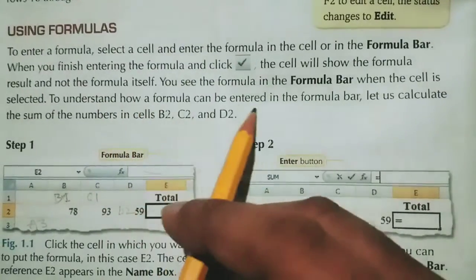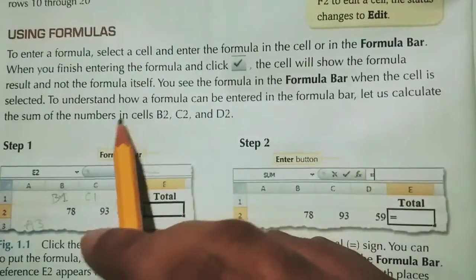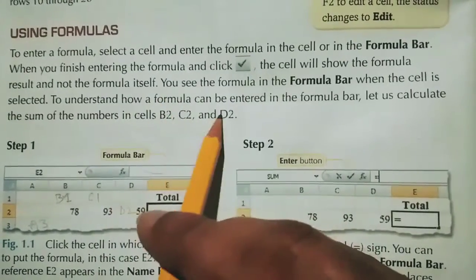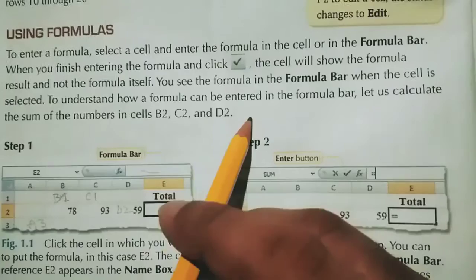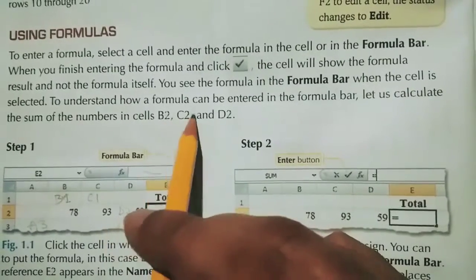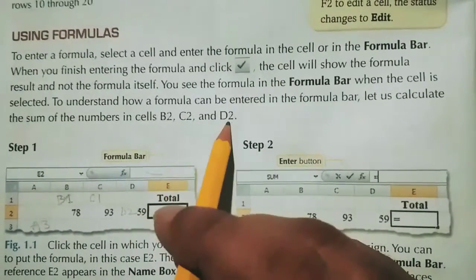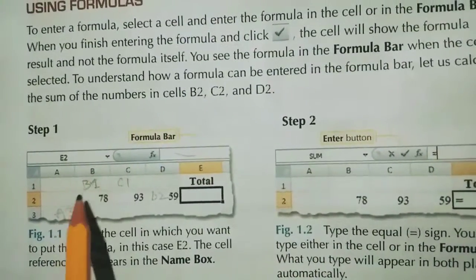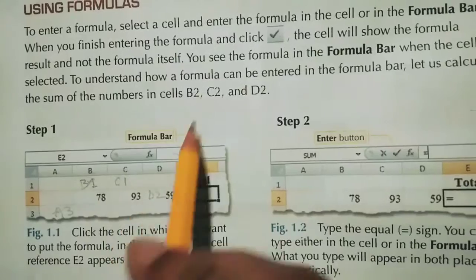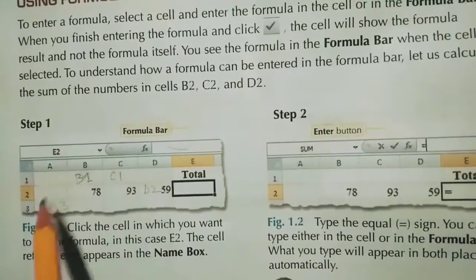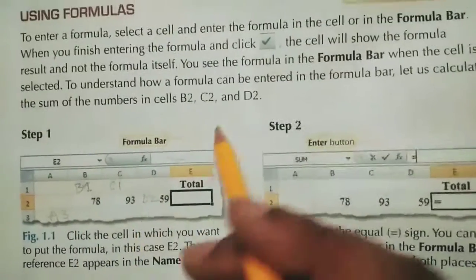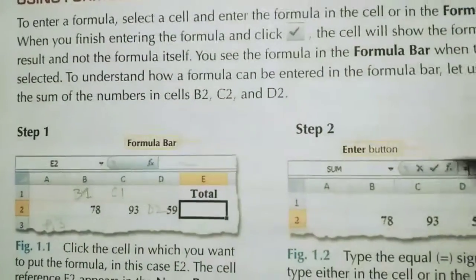To understand how the formula can be entered in the formula bar, let us calculate the sum of the numbers B2, C2 and D2. One example is given here of how the formula works. You have to add these three cell values. See here, B2 is what? B2 means this one, 78. Then C2 is this 93, and D2 is what? D2 is 59.